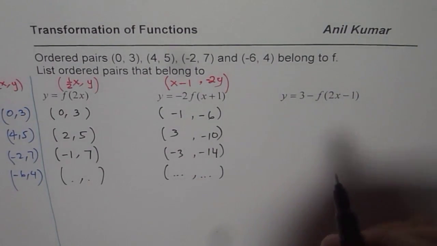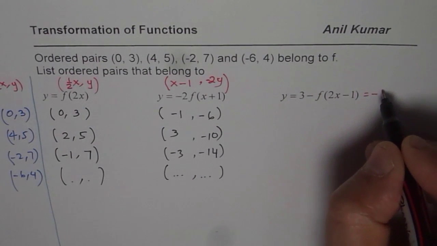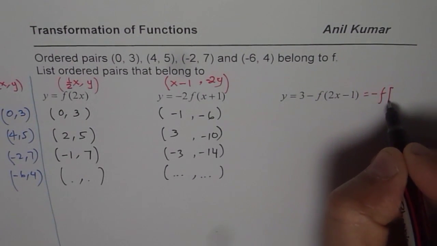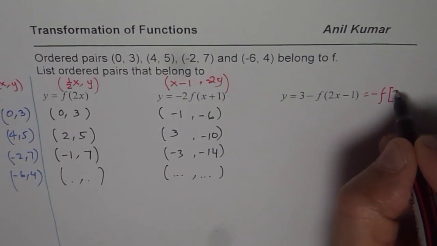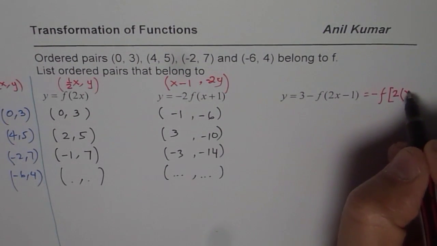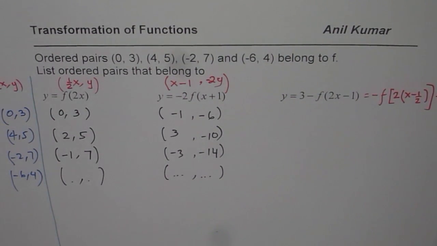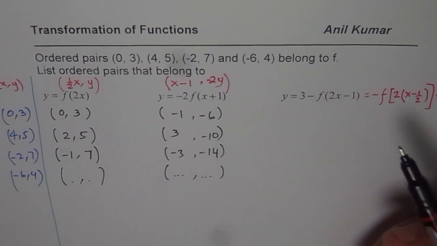Okay, let's do the last one. This is kind of tricky. We should rearrange it. Normally it should be written as minus f of, and then this number should be factored out, 2, right? And then when you factor 2 out, you get x minus half. This one is very tricky. And then 3 is plus 3, okay? So that is the kind of transformation which takes place in this particular case.